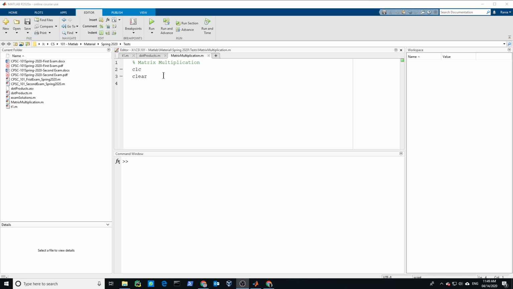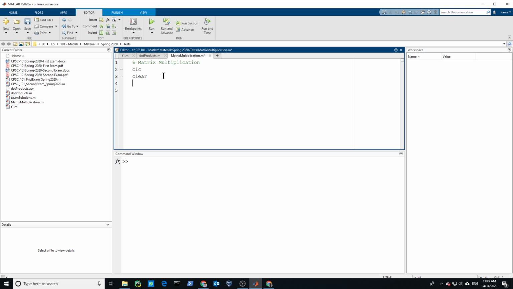So let's talk about matrix multiplication. All right, so matrix multiplication, in some sense, is similar to the dot product if you are dealing with vectors. So, for example, if you have a equals, that's a vector.